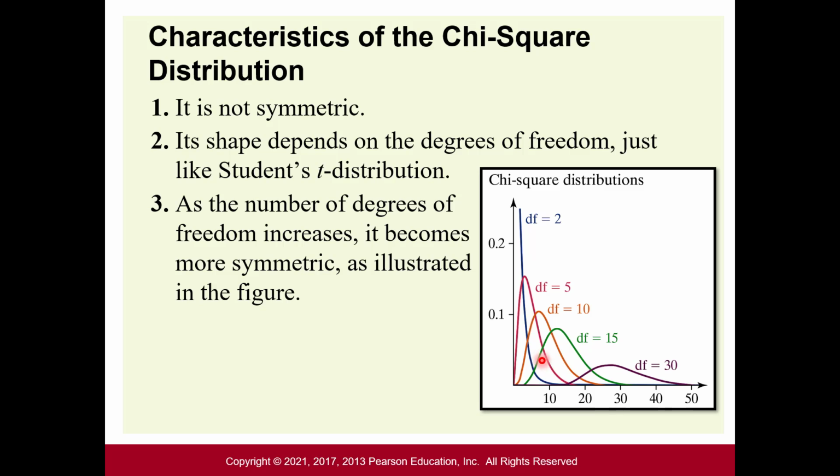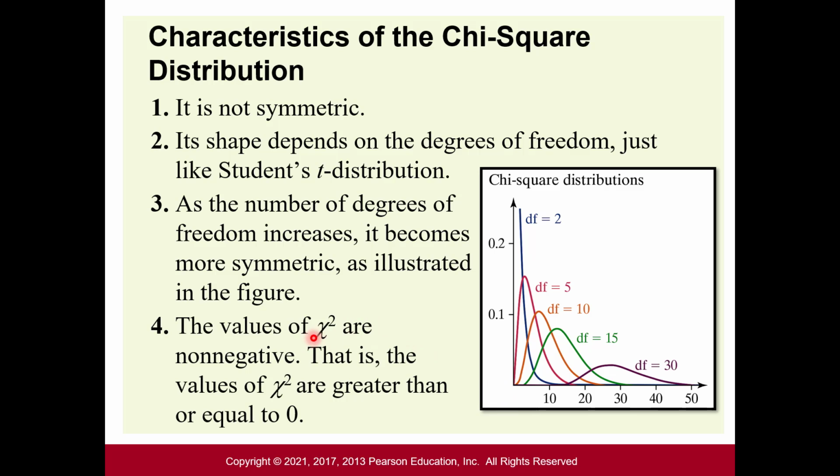Based on this image, we've seen this in the past as well, but if you notice down here, the degrees of freedom is 30, and then you can see this bell-shaped or symmetric type curve that we get. And the values of chi-square are always non-negative, so it can always be 0 or more.